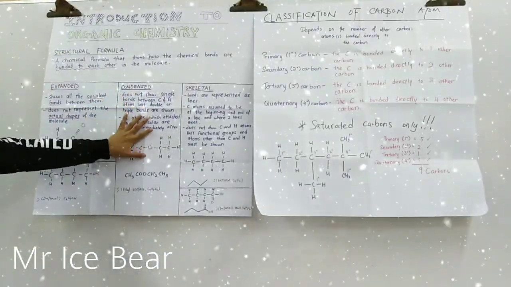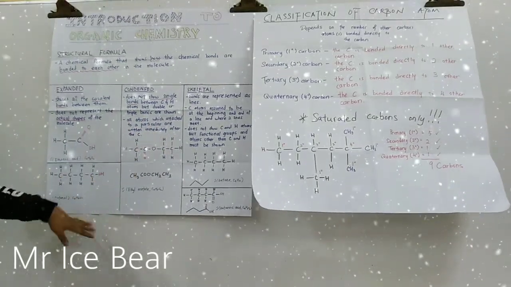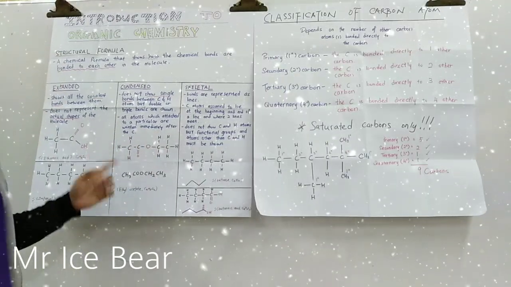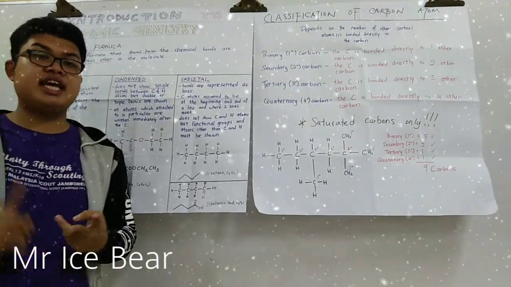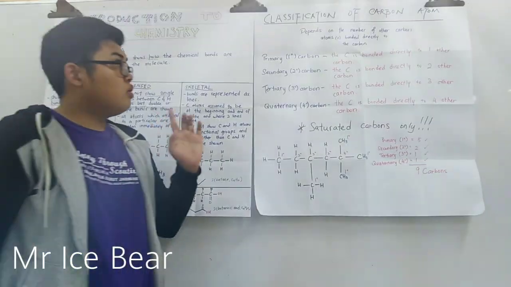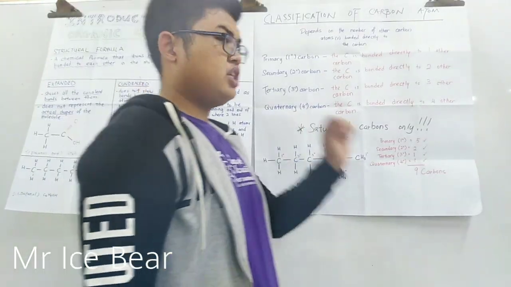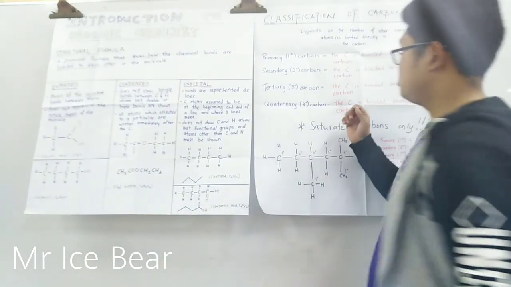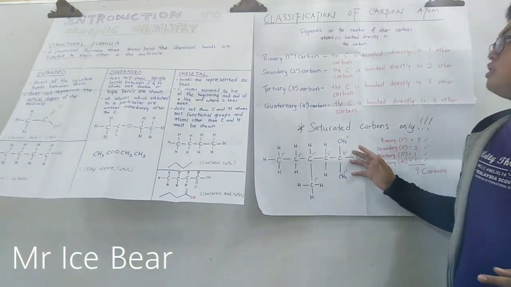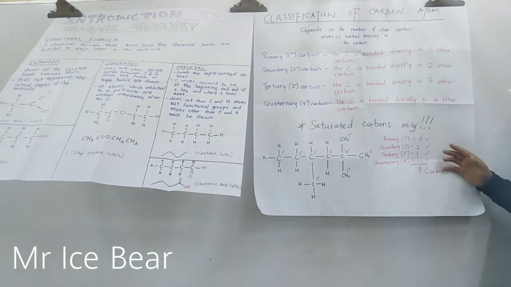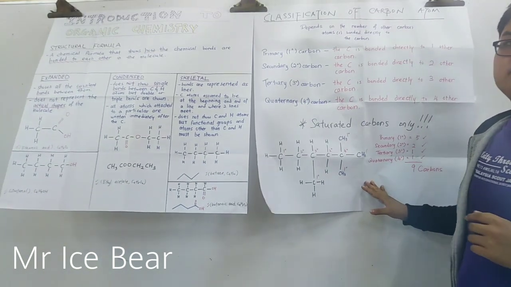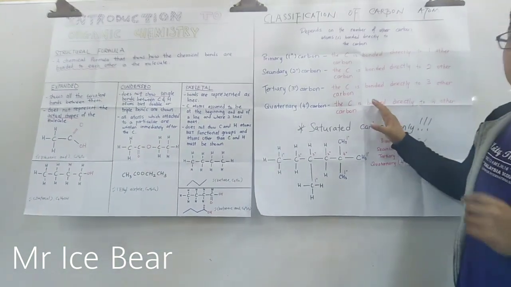And that, ladies and gentlemen, I have concluded that most of you would be able to draw structural formula in the form of expanded, condensed, and skeletal structure. Okay, moving on, we're going to talk about classification of carbon atoms. It is quite simple and not too difficult. It depends on the number of other carbon atoms bonded directly to the carbon. So, this is just general knowledge.